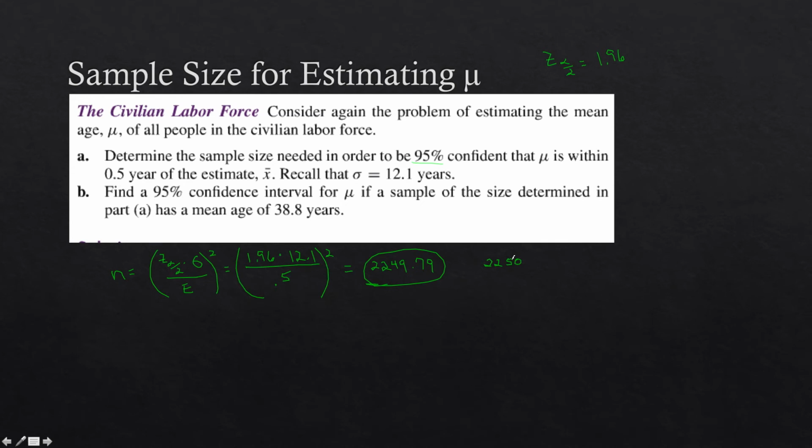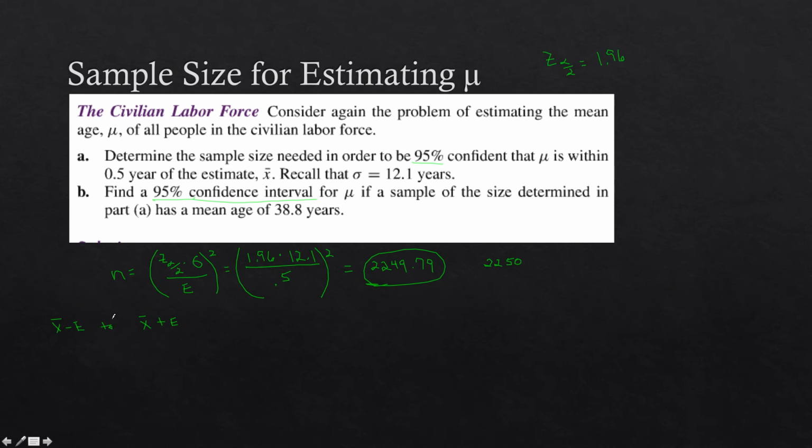Now, letter B says, find a 95% confidence interval. Now, we're finding the interval, okay? Finding the interval, which is x bar minus the error to x bar plus the error. That is our interval, remember.